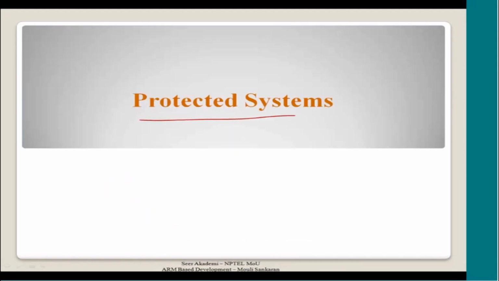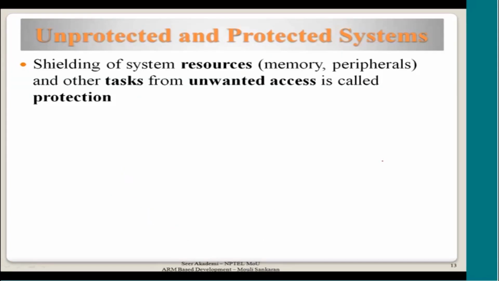Now let us see what protected systems are. There are two things: shielding system resources. When I say resources, it could be memory or peripherals, and other tasks from unwanted access is called protection. Other tasks means the process area of the other task.